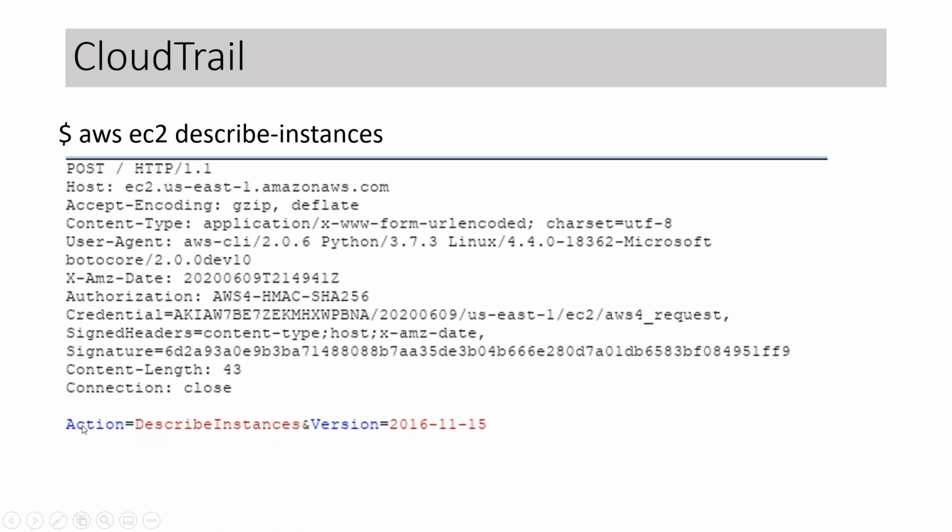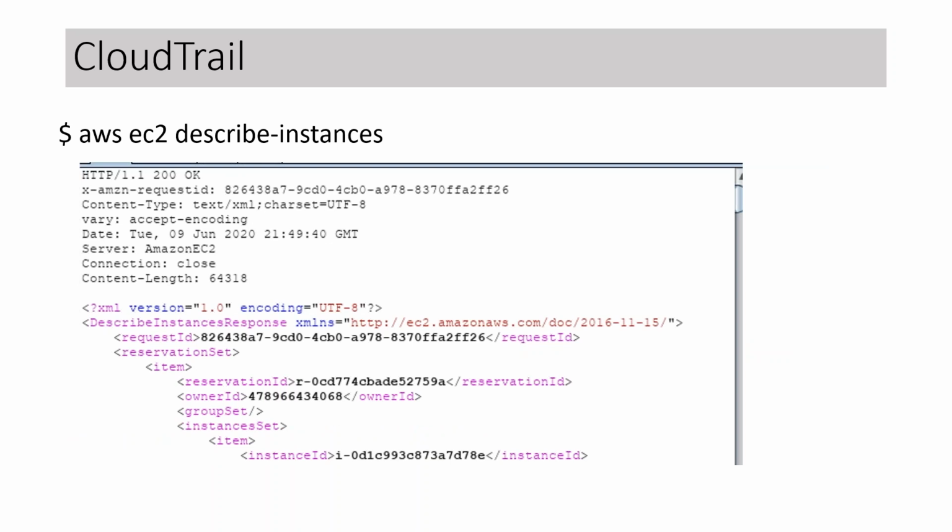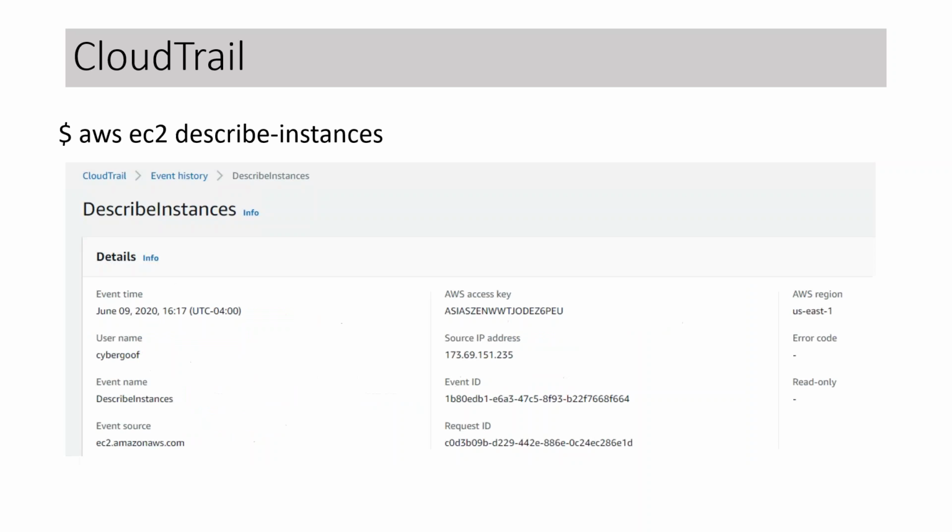And then I'm giving it some data. The action is going to be describe instances. That is the task I'm giving the server. A little bit of version information. And what I'm going to get in return is a giant XML, and the AWS CLI takes the XML and generates some pretty output for us. It is a REST call. That is what we were doing to this service. That REST call was tracked in CloudTrail.